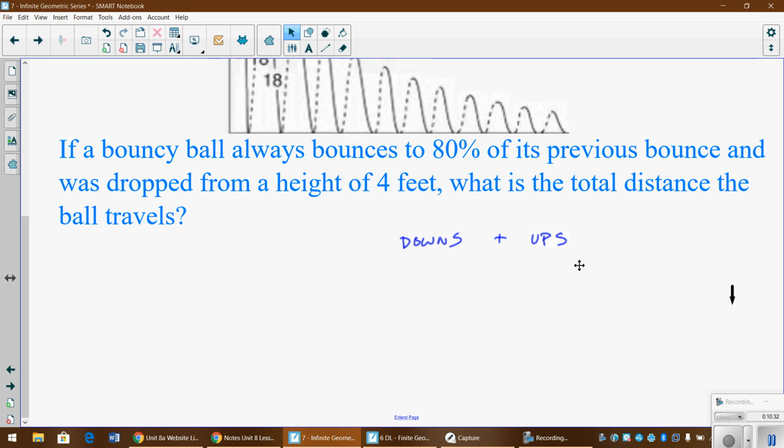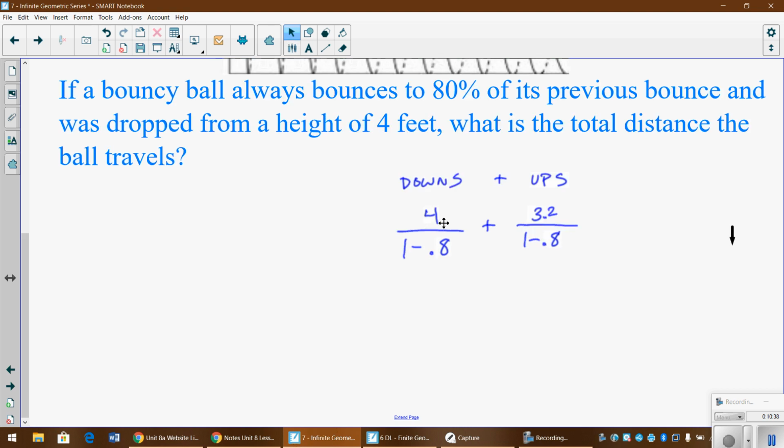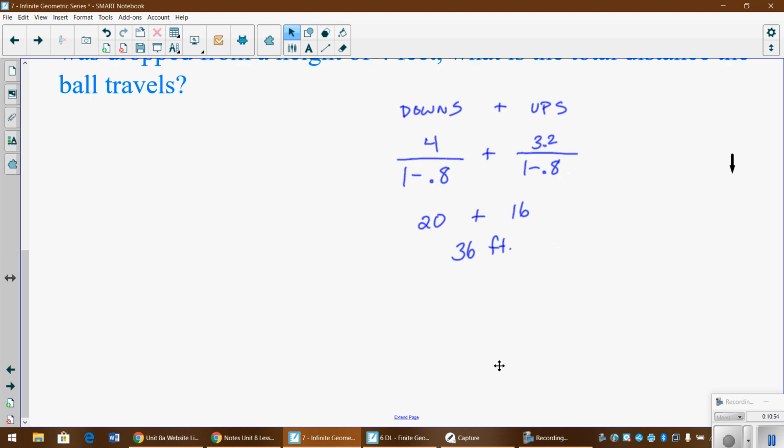So we'll hit pause. All right, the total distance going down is 4 divided by 1 minus 0.8. The number going up after it's dropped one time starts at 3.2 and goes up a bunch of times, losing 20%. You're going to get 20 plus 16. The answer is 36 feet.